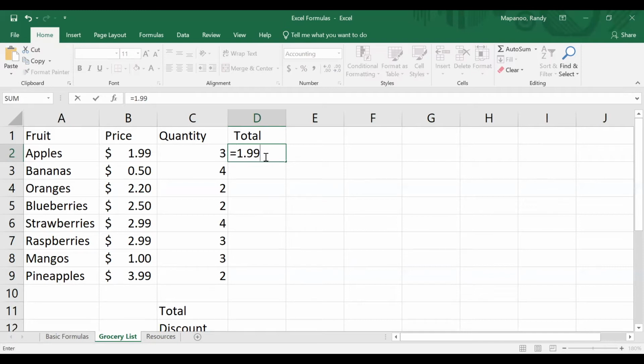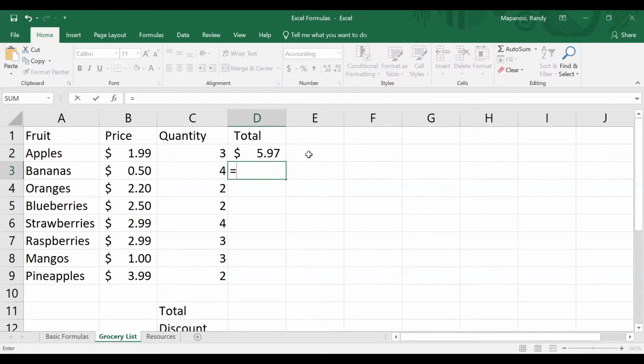And I want to multiply, so remember that Shift and the number 8 and times 3 there. Okay, I'll hit enter and I'll get the answer, $5.97 there. All right, so let me move on to these bananas. Start off with the equal sign.